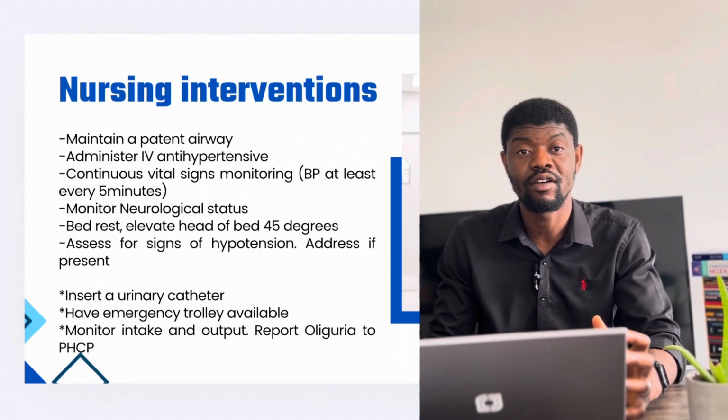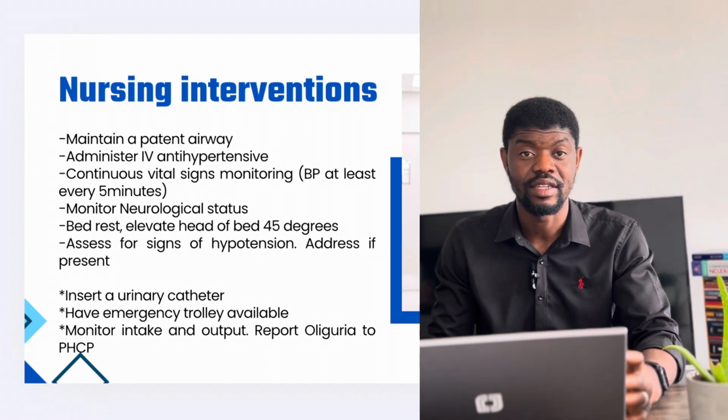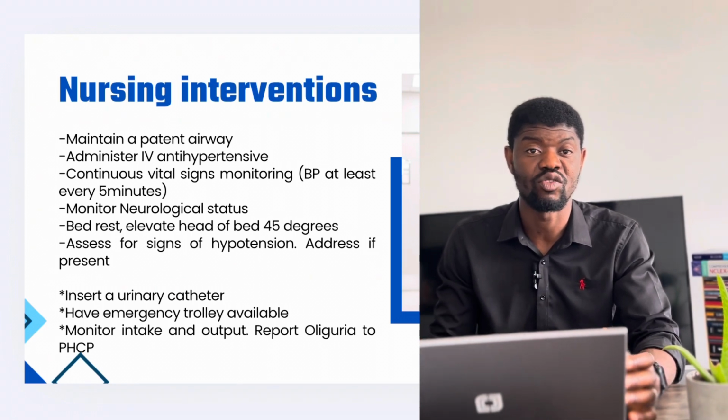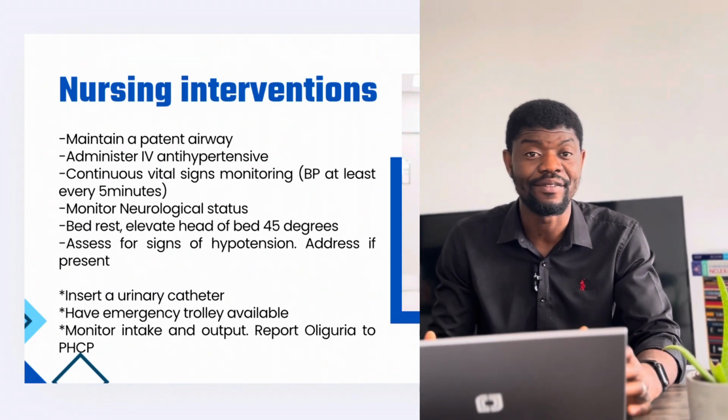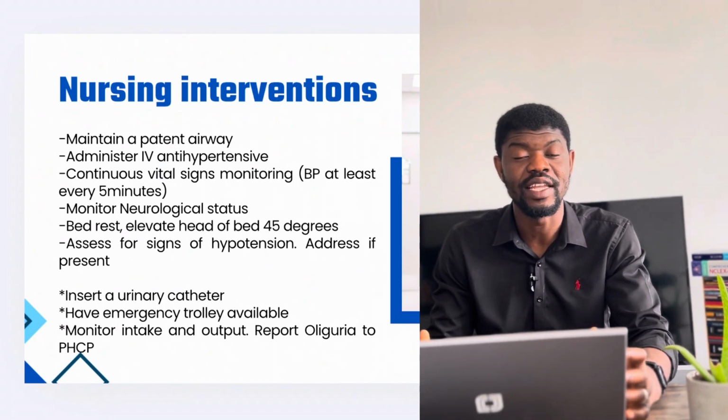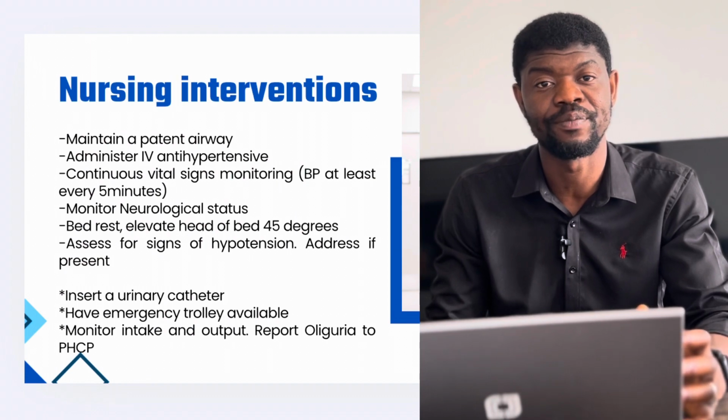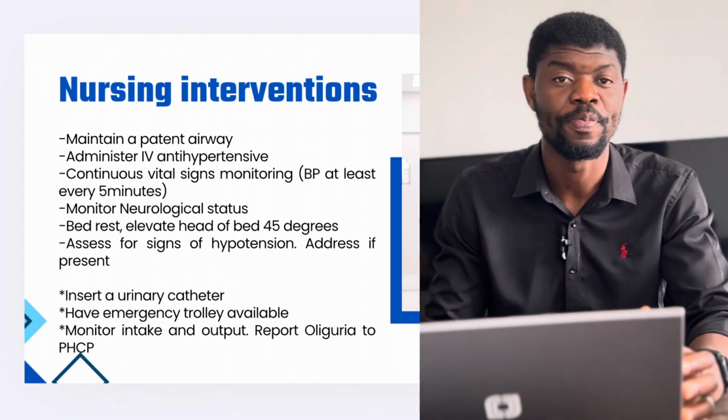Now, in health and in medicine, in nursing, the most paramount thing for everyone is to maintain a patent airway. So you want to maintain a patent airway above everything else, because you need oxygen to go into the bloodstream, and then you get that through a patent airway.